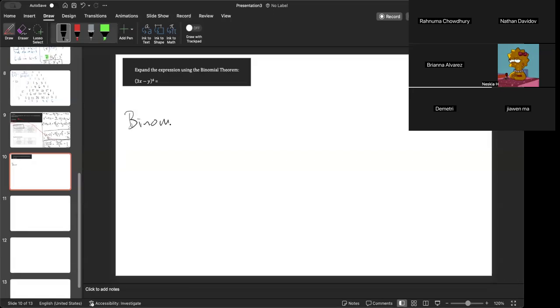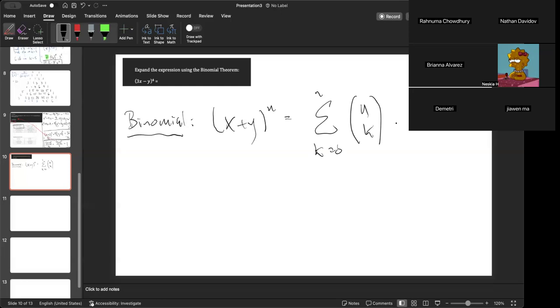I always start off, it might be a good idea for you guys. I've seen this technique employed successfully. You guys just memorize the binomial theorem, and then as soon as you get the exam, you write it down. That's totally fine. So the binomial theorem says (x plus y) to the n is the sum from k equals 0 to n of n choose k, x to the n minus k, y to the k.